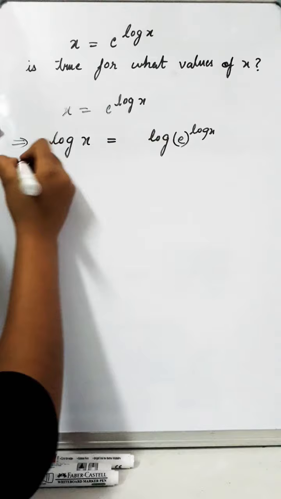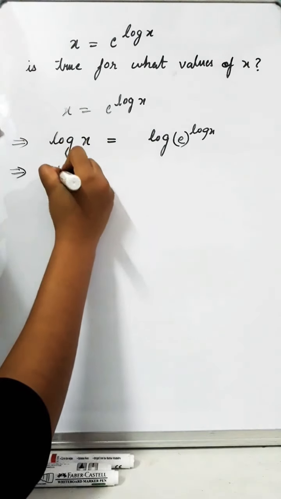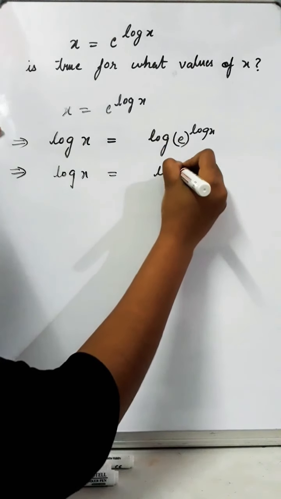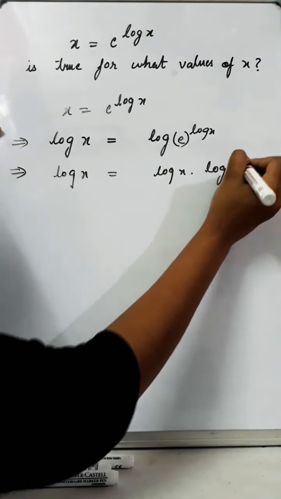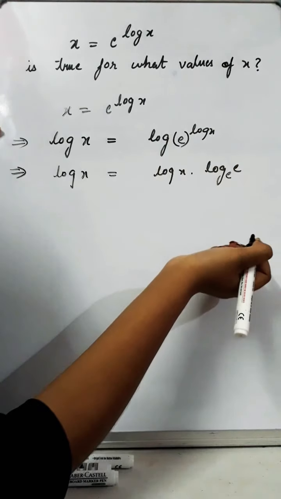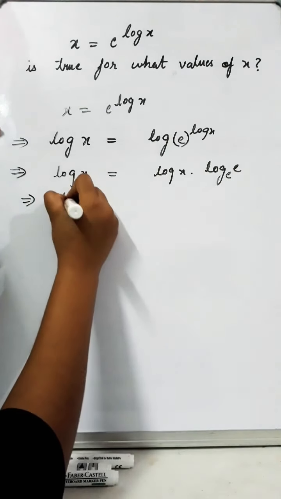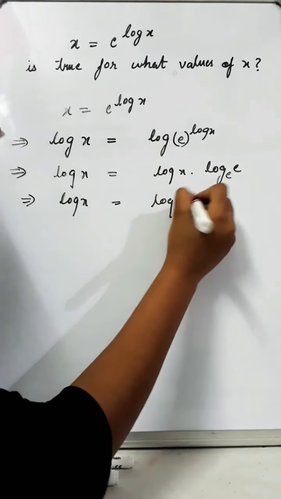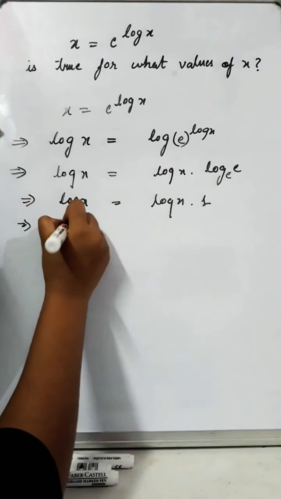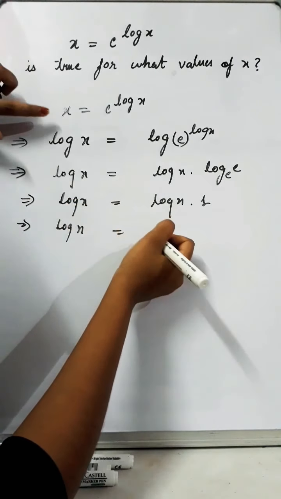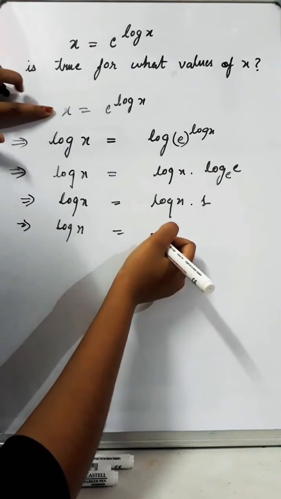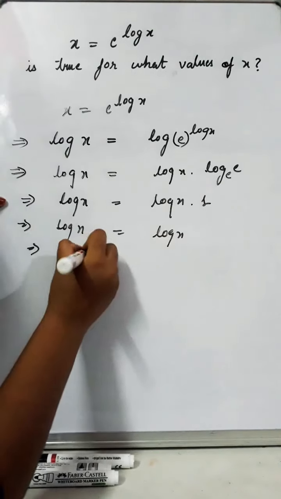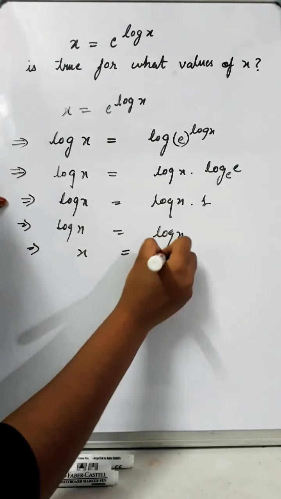So log x is equal to log x into log of e, and the base is e, that is an understood thing. So log x is equal to log x into 1. So you get log x is log x, which is true. That means your equation is true. That means the equality is true here, because log x is equal to log x. Taking anti-log on both the sides, you get the left hand side as x and the right hand side as x.